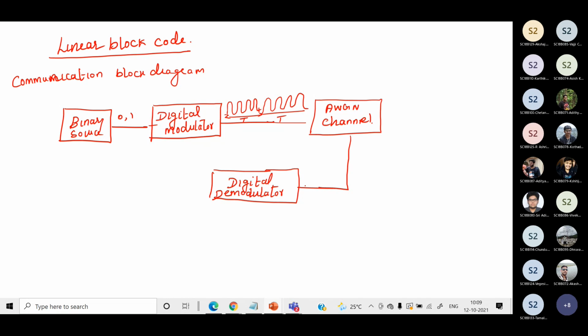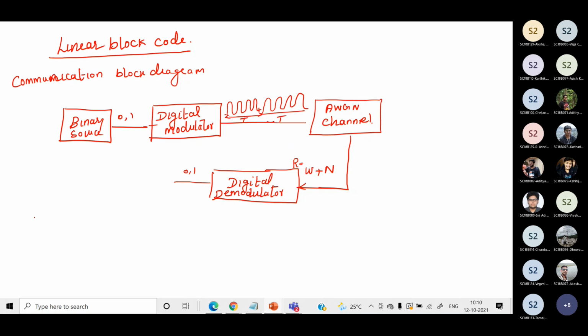Digital demodulator. So this waveform plus noise, added together, will be the received waveform. Once the received waveform enters the demodulator, the demodulator output will be ones and zeros. So this is a simplified block diagram of any communication system.